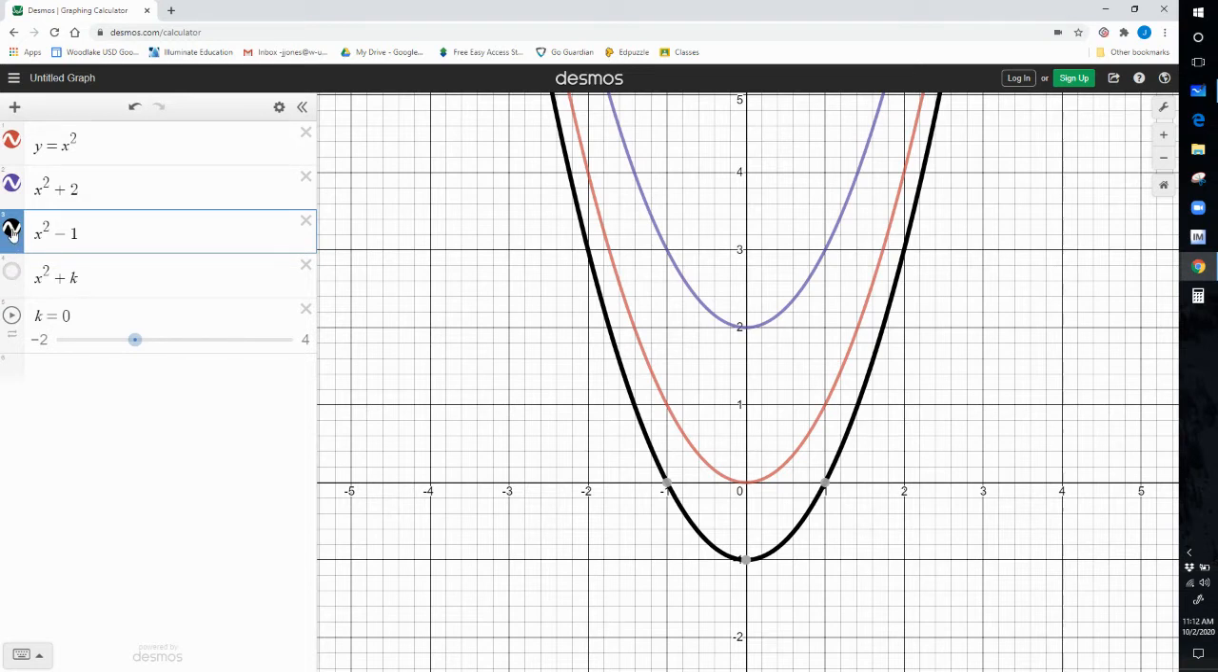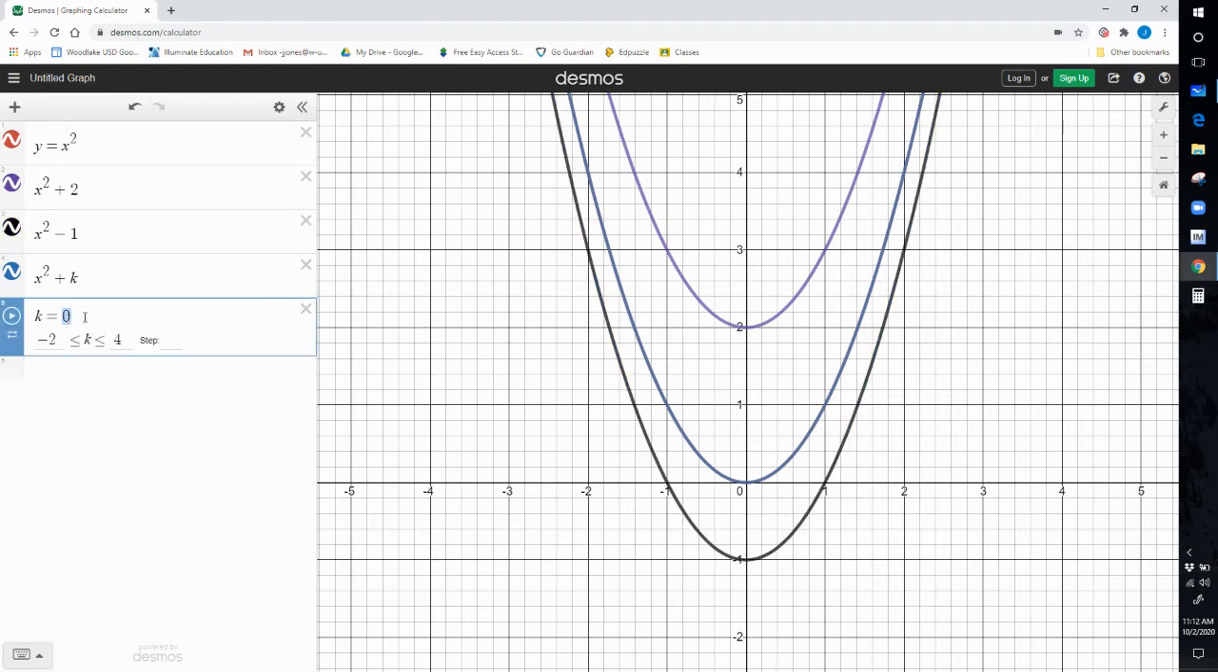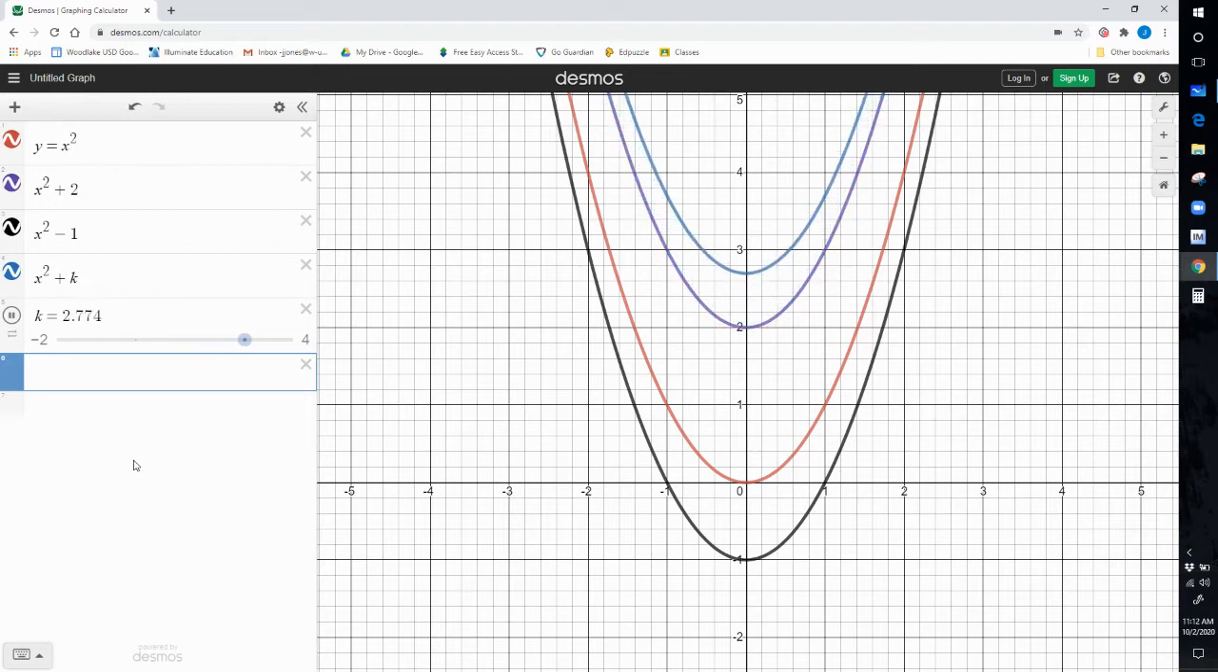So let's go ahead and leave those up there, but we're going to click this, and you'll see this cool little slider comes up. And see what happens as k changes between -2 and 4, since those are the numbers that are visible. So check this out. As k gets bigger, my graph shifts up. As k gets smaller, my graph shifts down, and if k is negative, my graph goes down below the x-axis. And that's a pretty cool way to prove that any value for k makes your graph shift up or down.